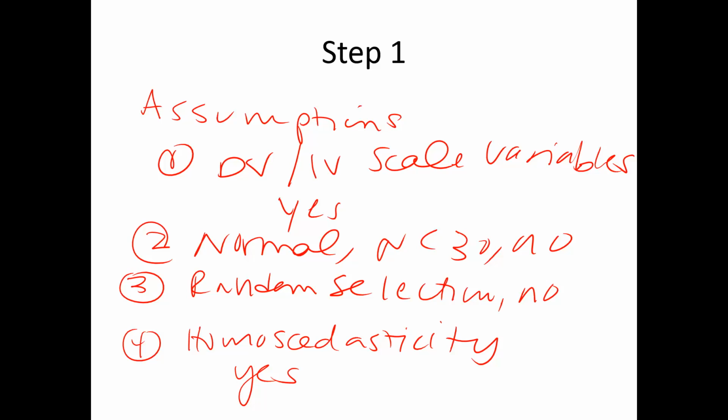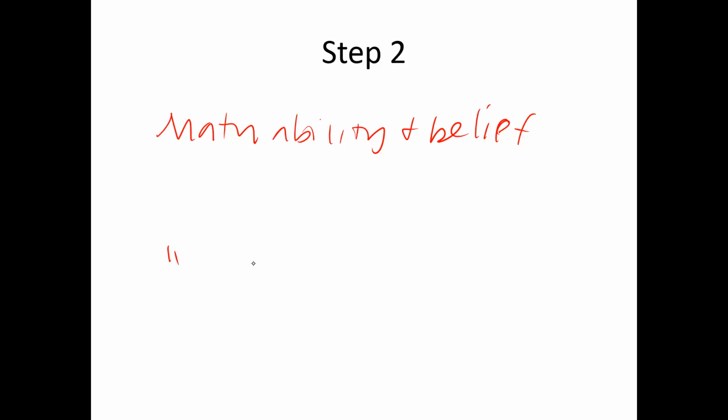Okay. So those are assumptions. Step 2 is to talk about what are the 2 variables that we're correlating. So I've got math ability and belief. And we want to talk about, let's do research in the null here, that R is not equal to 0, so it is something greater than or less than 0. And remember, we're implying that 0 is rho.